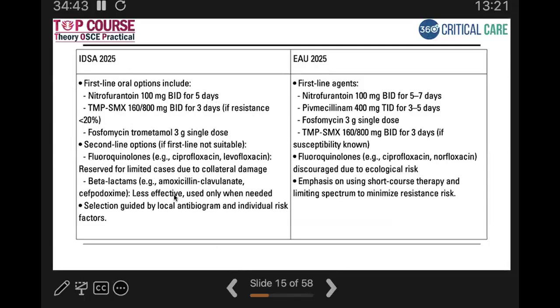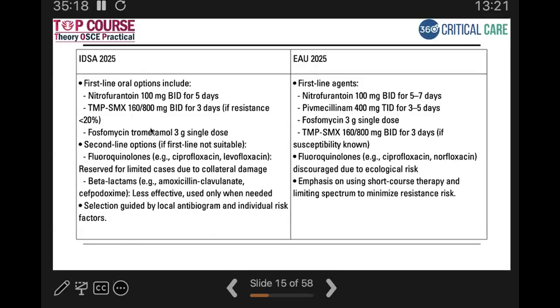Okay, second line options: fluoroquinolones. Always keep the fluoroquinolones as a last resort when it comes to uncomplicated UTI, because the resistance rates as well as the complications related to the fluoroquinolones, and tubercular predominance in India, all that make us think once or twice when you start a fluoroquinolone for a UTI patient. So always keep fluoroquinolone as a second line when the first line doesn't work. Okay, you can also use beta lactams, but they may not be effective when it comes to cystitis.